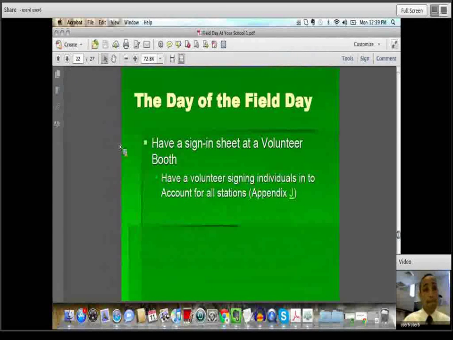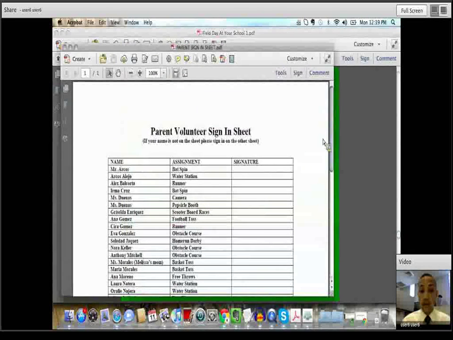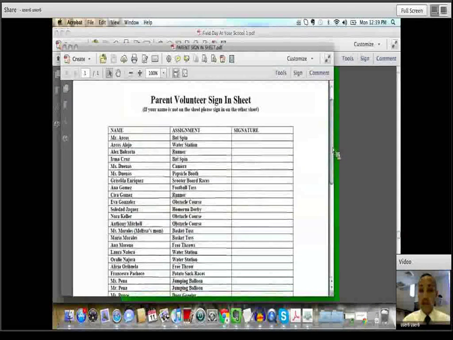The day of the field day, it's important to have a volunteer booth, where a volunteer can sign individuals in to account for all stations. Let's take a look at a sign-in sheet for the different stations.